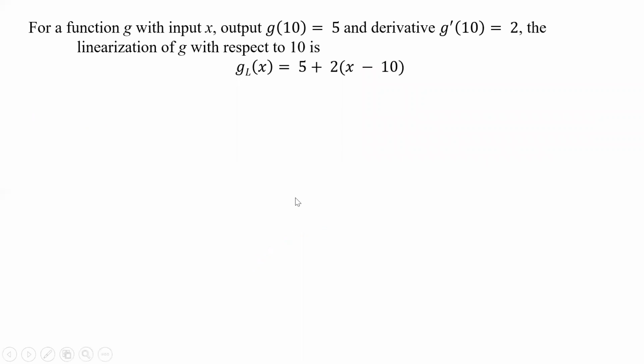Now, if we look at this for a function g with input x, our output g of 10 is equal to 5, the derivative g prime of 10 is equal to 2, and we want the linearization of g with respect to 10. So now we're assuming we're linearizing it with respect to 10, so we put our c here. Then we can plug in any value for x to figure out where it is on that curve, and then we can do that calculation.